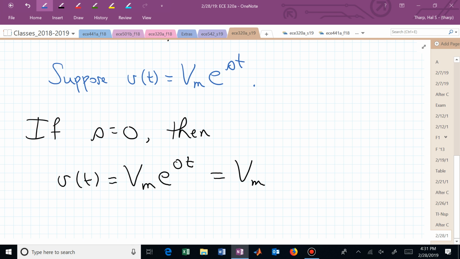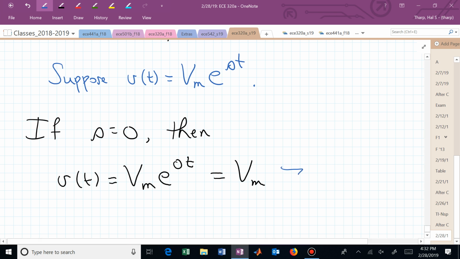At time 1, what is little v of t? At time 5, what is it? At time 57, what is it? At time pi, what is it? It's always v sub m. It's a constant. So what does s represent when it's 0? DC, or a constant. It has a frequency of 0.